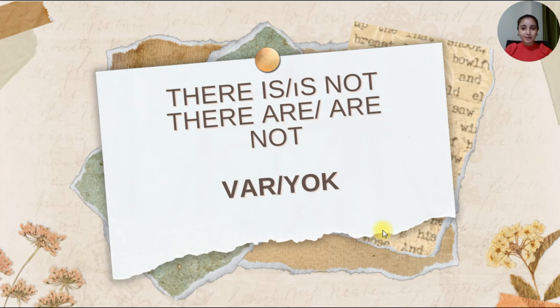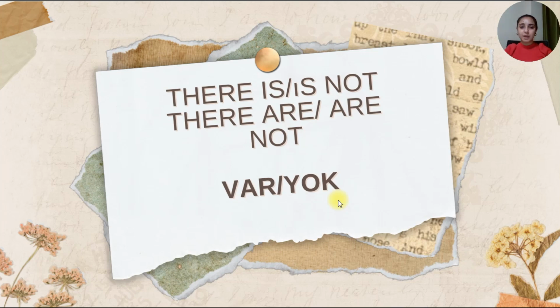Today we are going to talk about there is, there isn't, there are, there aren't. And in Turkish, as we can see, we will say var or yok words to give that meaning. But how? How can we use them to give this meaning?